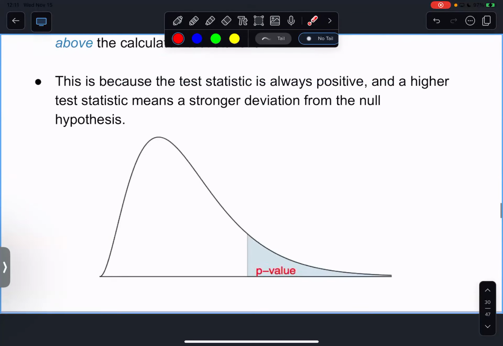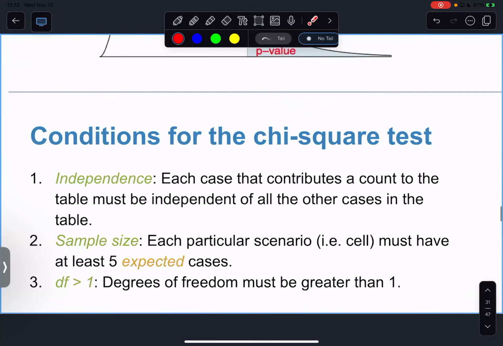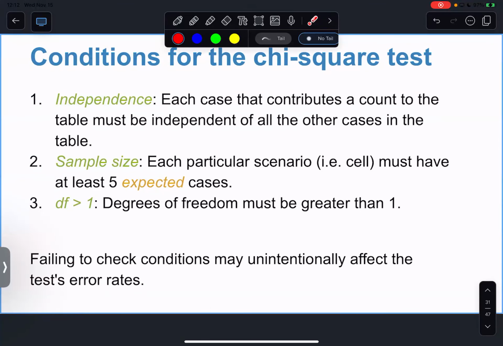So we've already said this. I've got time. Our conditions are independence, which is always a condition, okay? In this case, independence means that each case that contributes a count, so each roll of the die has to be independent of the other rolls, right? In this case, which is usually something that we argue, or by random sampling, we can say that we can assume independence. Now this one's a new one, the sample size condition.